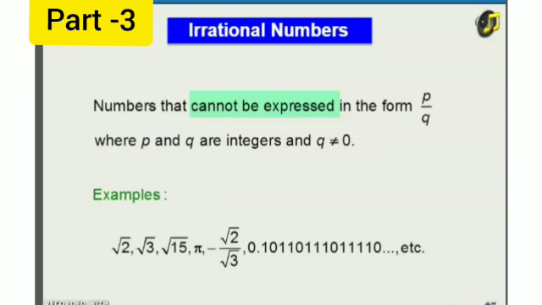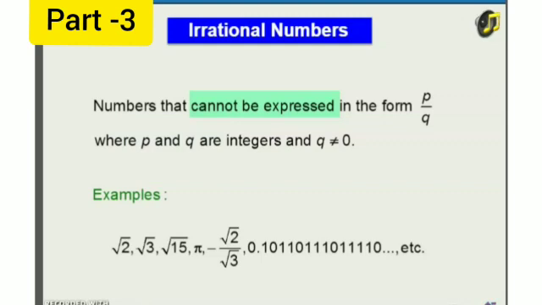Today we learn about irrational numbers. This is your new topic. What are irrational numbers? All of you know, numbers that cannot be expressed in the form p by q, where p and q are integers and q is not equal to 0. Examples: root 2, root 3, root 15, pi, minus root 2 by 3, 0.101110110111110, etc. So irrational numbers are those numbers that cannot be expressed in the form p by q.